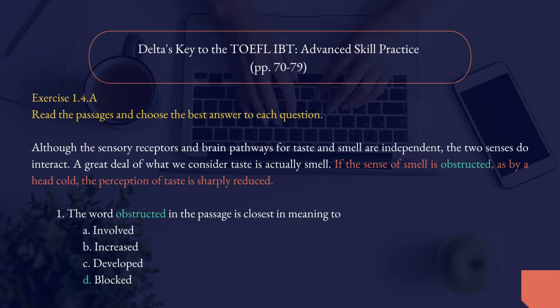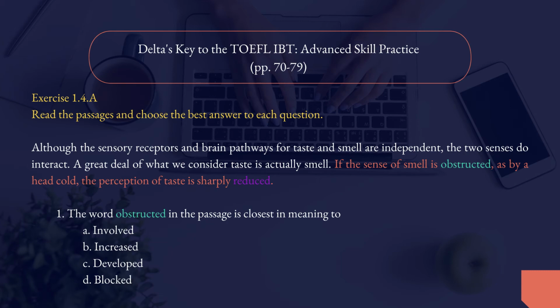Okay, obstructed. Let's say we don't know. What part of speech is it? Noun, verb, adjective? It's a verb. So we will be looking for its synonyms or antonyms around it. What is the verb in the next sentence? It is reduced. It says the taste is sharply reduced. So obstructed and reduced should either have the same meaning or opposite meaning. So for now, we know that obstructed either means reduced or increased.